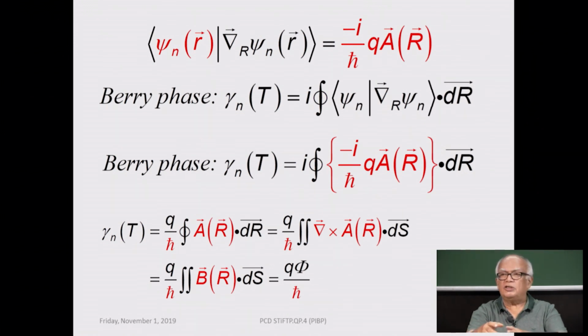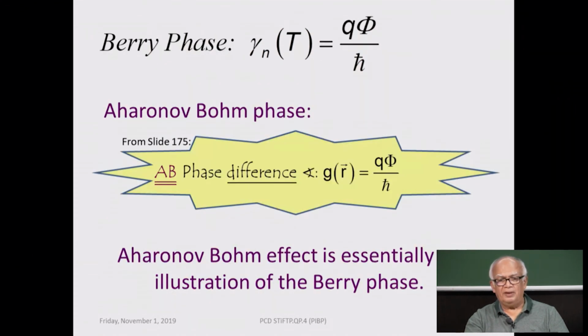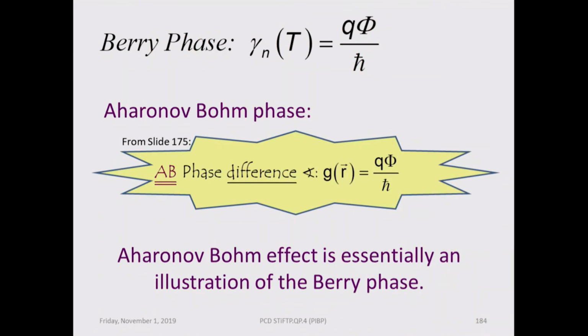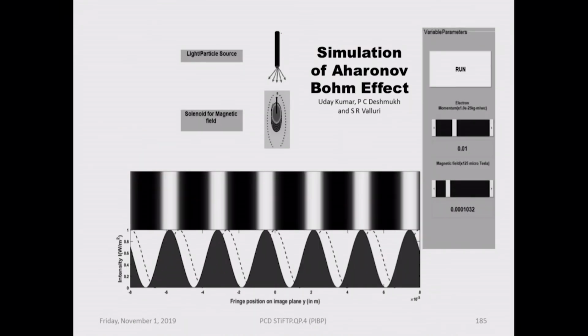So, that part contributes the flux which is phi, and your result is q phi over h cross, which is just what you got from the Aharonov-Bohm phase. So, the Berry phase turns out to be q phi over h cross. The Aharonov-Bohm phase which we saw earlier is also q phi over h cross, and you essentially have the Aharonov-Bohm phase which is the same as the Berry phase. Okay, it is therefore an example of the geometrical phase, and this is from Uday's simulation.